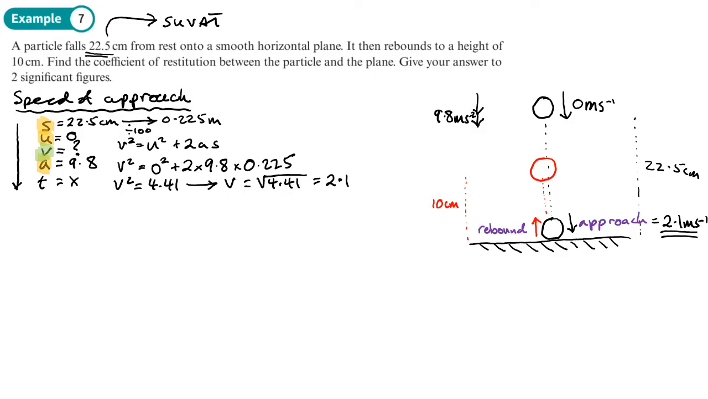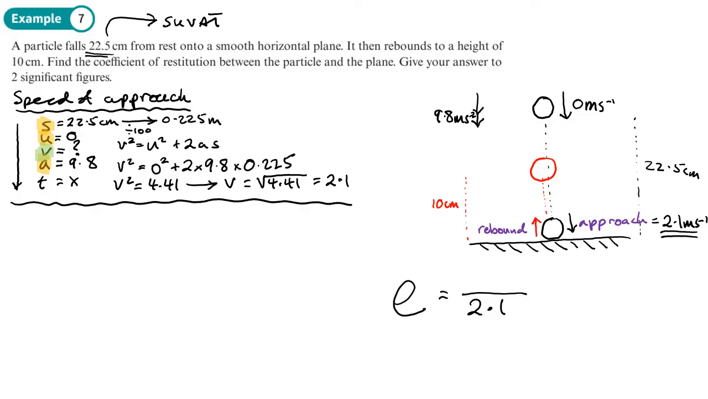Okay, so I'm halfway through. E is going to equal, so the speed of approach, 2.1, that goes there. I now need to work out the speed of rebound. In other words, what was the speed just as it bounced off the wall? Now, when it rebounds, it goes up. So I'm going to take upwards as positive. So I want to find this U, the speed when it hit the ground.